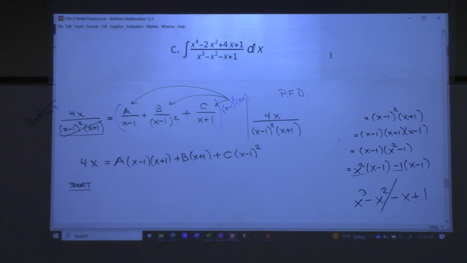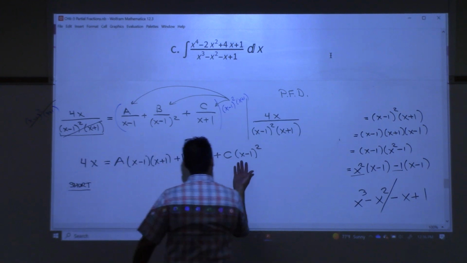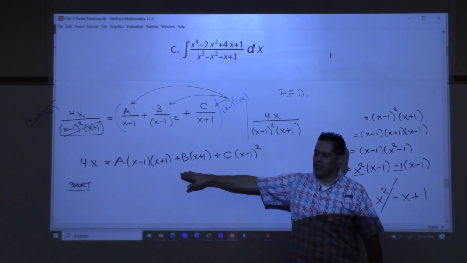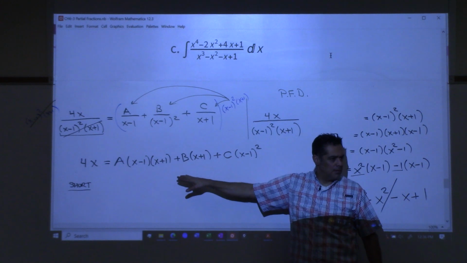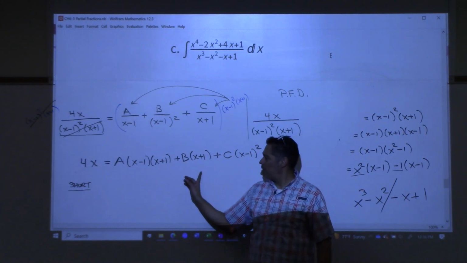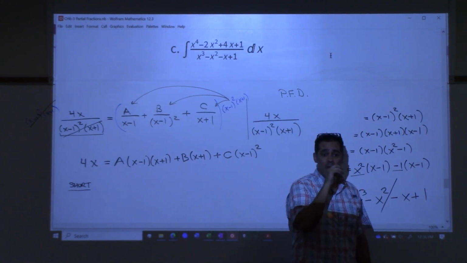So we can get b, yes? If we let x be 1. Can we get c? What would we have to let x be over there? Do y'all see negative 1? Negative 1 here would kill that and that. So we can get b and c, we just can't get a.